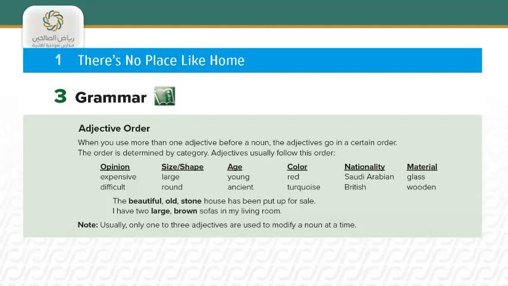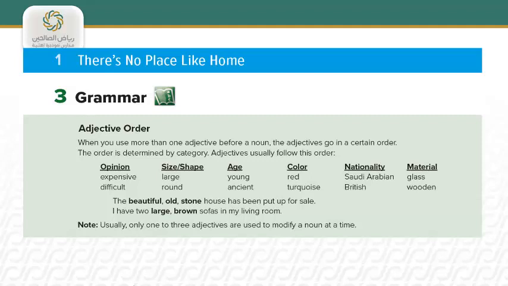Opinion. So first of all, the adjective for opinion, whether you think the thing is expensive, difficult, beautiful, ugly, whatsoever. And then we've got the size or the shape. Sometimes you talk about large things, small things, round, rectangular, parallel, and so on. So they come at the same rank, the size and the shape. And then we've got the age, whether the thing is old or young, ancient. Okay, and then the color, red or turquoise.